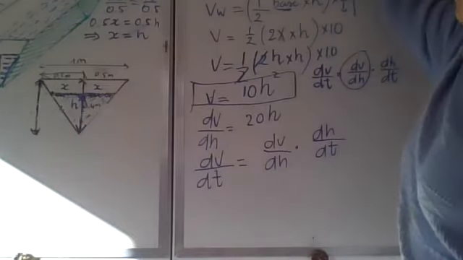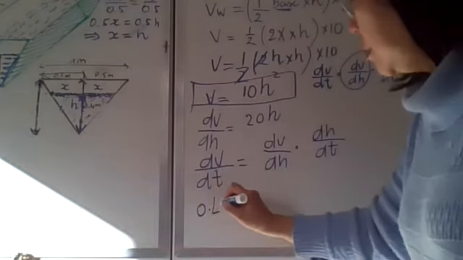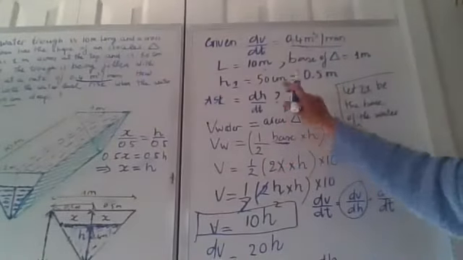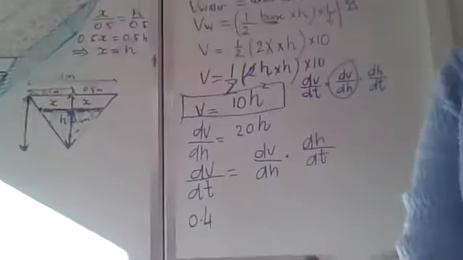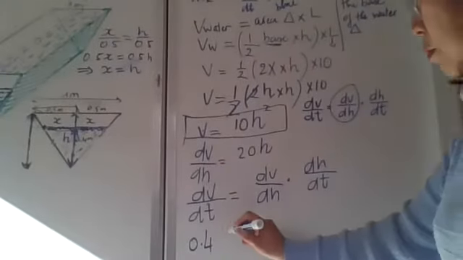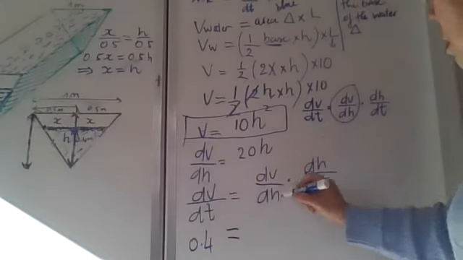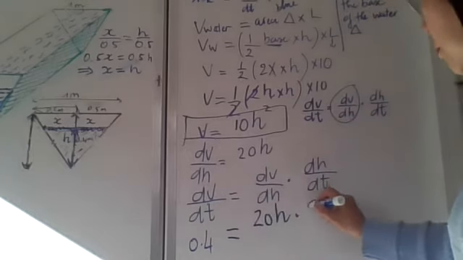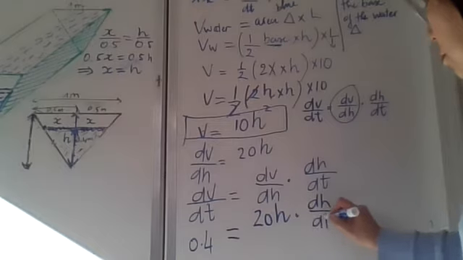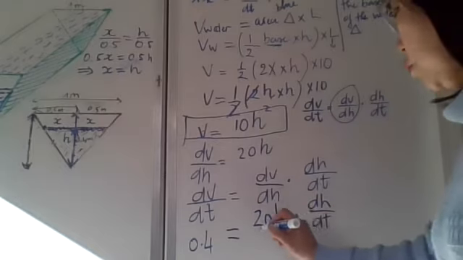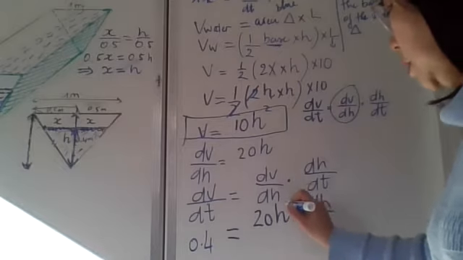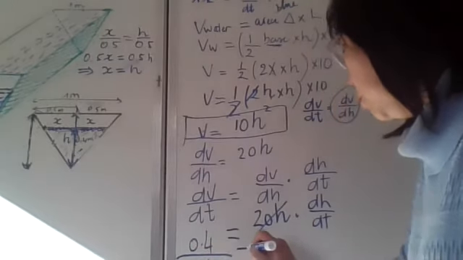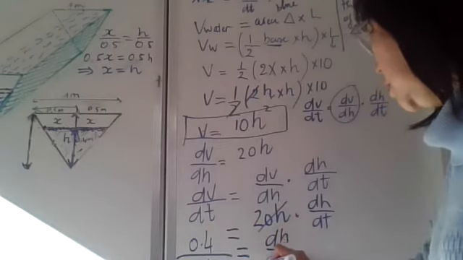We have dV over dt equals 0.4. That's given information, right? Right here, up top, right? This one. So now we're going to do this. So 0.4 equals dV over dh, which is 20h, times dh over dt. And this is the quantity we want to find out. So now if we divide both sides by 20h, we can cancel that, right? So 0.4 divided by 20h will be equal to dh over dt.